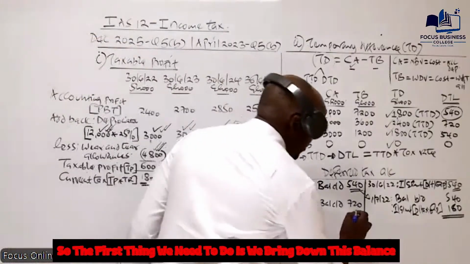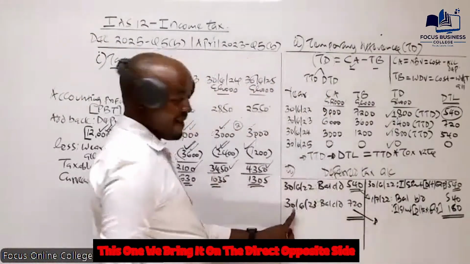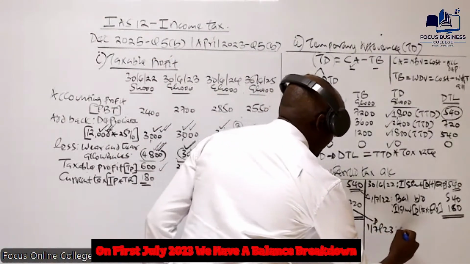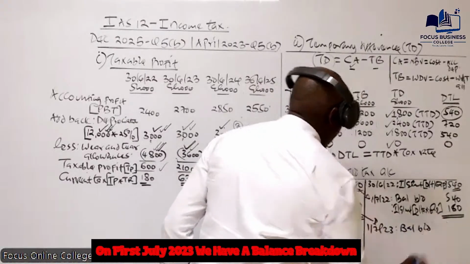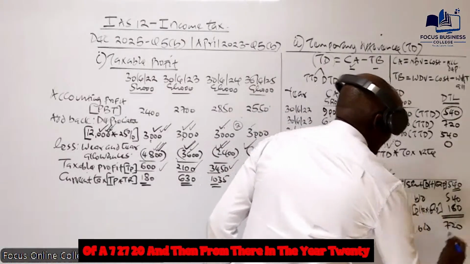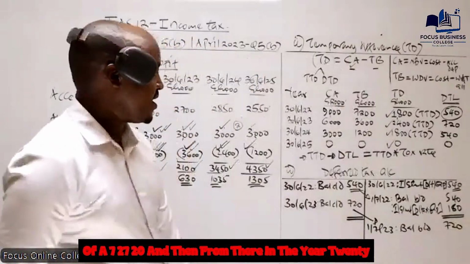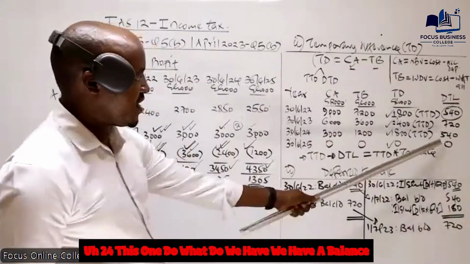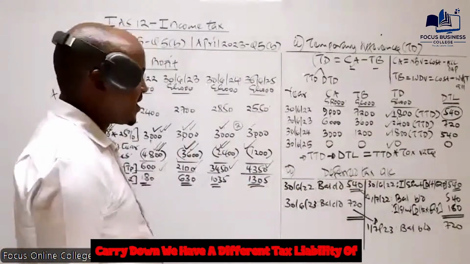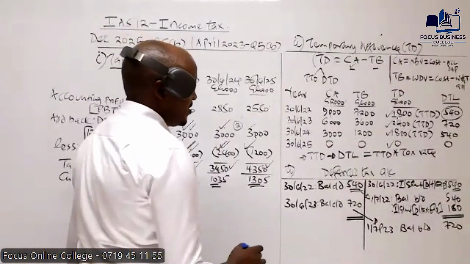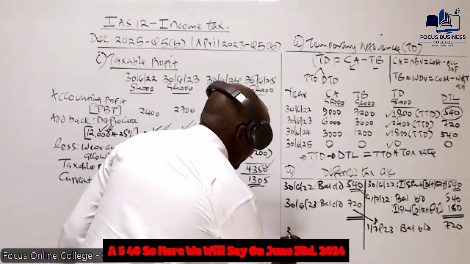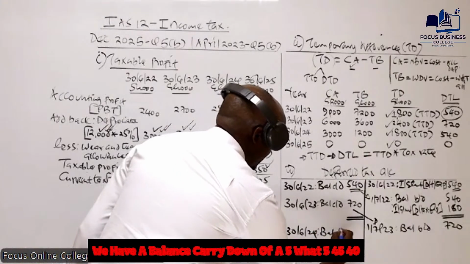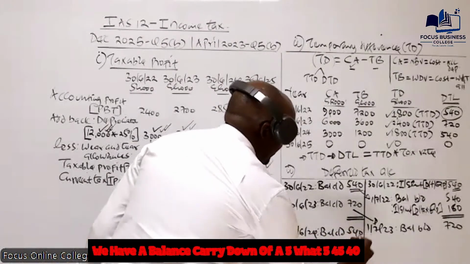Then we move to the next year, which is the year 2024. The first thing we need to do is bring down this balance on the direct opposite side. On 1st July 2023, we have a balance brought down of 720. Then in the year 2024, we have a balance carried down. We have a deferred tax liability of 540. So on June 2024, we have a balance carried down of 540.